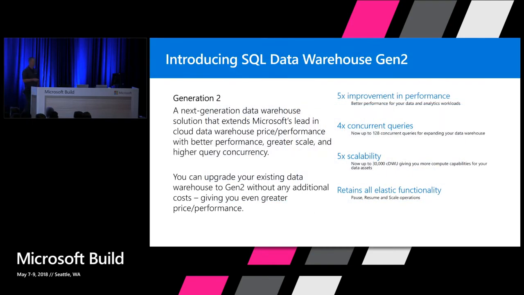So what we introduced last week, on Monday of last week, is what we call our Generation 2, or Gen 2. Essentially, we talk about the 5-4-5. So we introduce 5 times the performance against our current offer. So we compare our Gen 1 versus our Gen 2. You'll see 5 times the query performance.